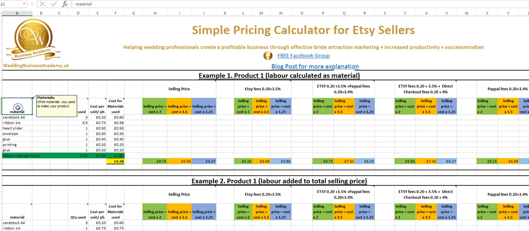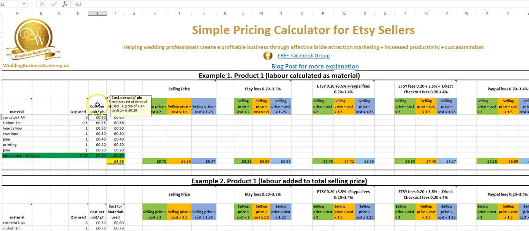Wherever you see a little red dot in a corner of a cell, you just hover over it and it's going to give you a little explanation of what it is. Here it's materials. So basically it's the materials you actually use to make your product. Here it's quantity used. How much of that material did you use? The first one is cardstock, A4 cardstock. So I use 3 sheets of A4 cardstock to make this particular invitation.